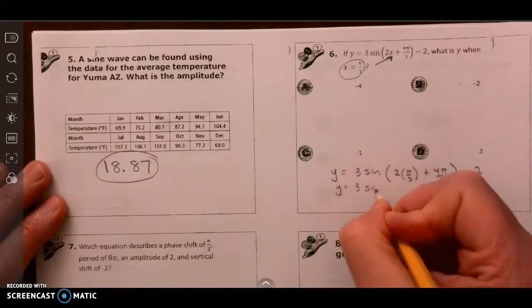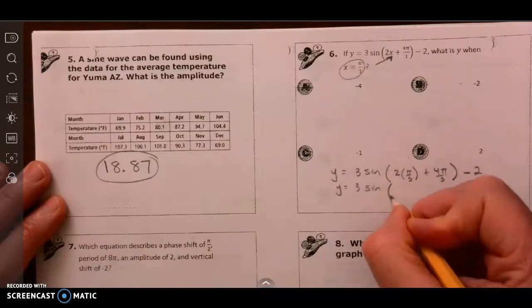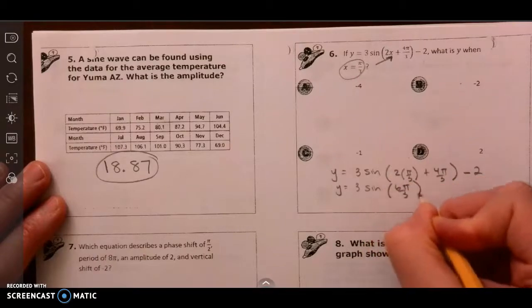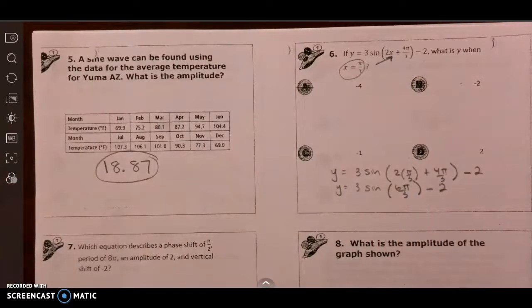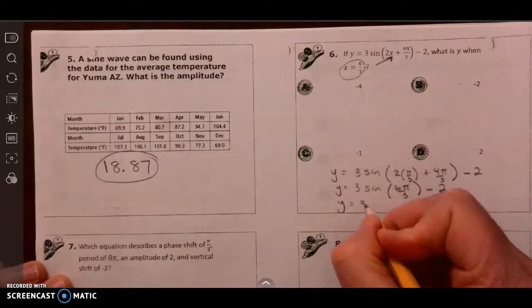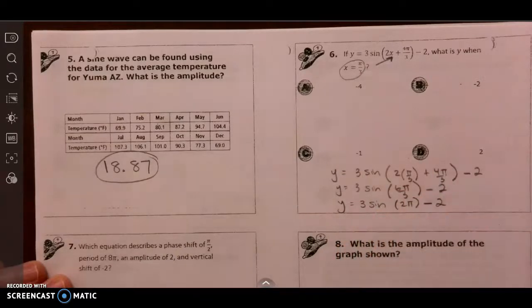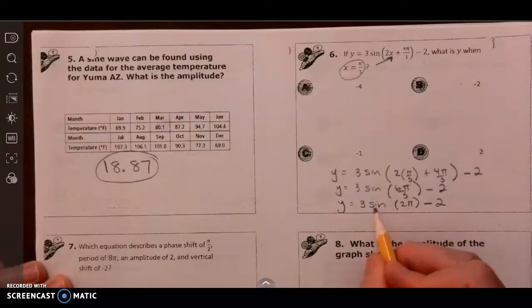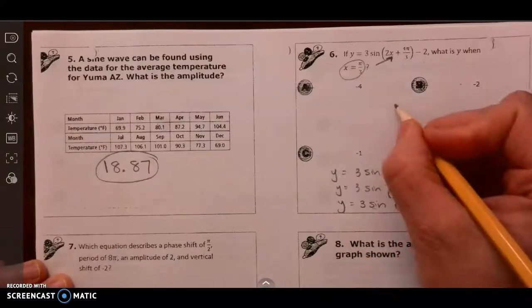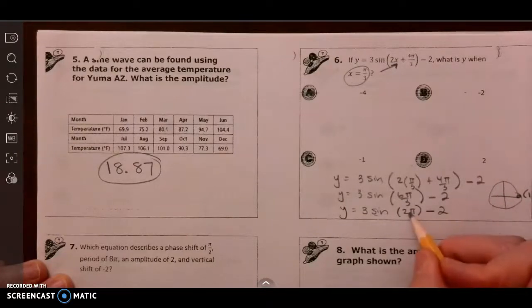So I'm going to do a little simplifying. 2 pi over 3 plus 4 pi over 3 is 6 pi over 3. And 6 over 3 is just 2. So 3 times the sine of 2 pi minus 2. Well, I know the sine of 2 pi. Remember, on my unit circle, 2 pi is right here. 1, 0 is the ordered pair. And that makes this, the sine is the y-coordinate 0.